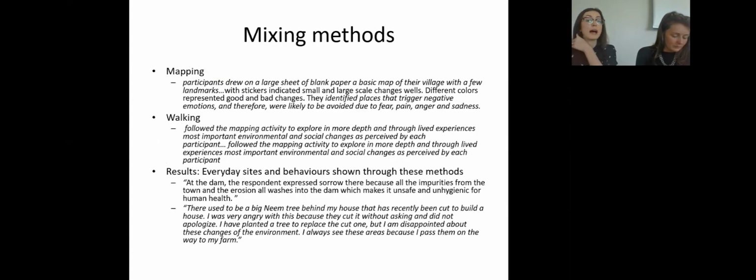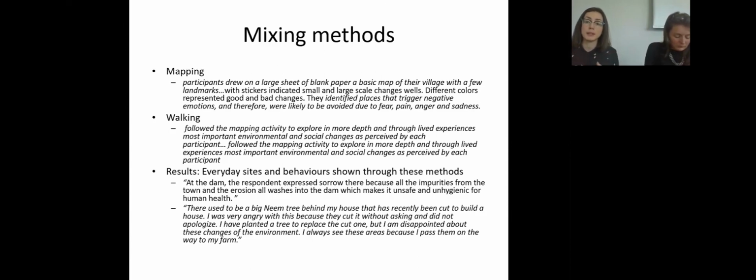So again, they used mapping. They used the blank sheet of paper approach. They asked people to draw a basic map of their village with a few landmarks. They then used stickers to indicate small and large changes. Different colours of stickers represented good and bad changes. They were able to identify places that triggered negative emotions and therefore were likely to be avoided due to fear, pain, anger and sadness. These changes may be through environmental change, social change and economic change.